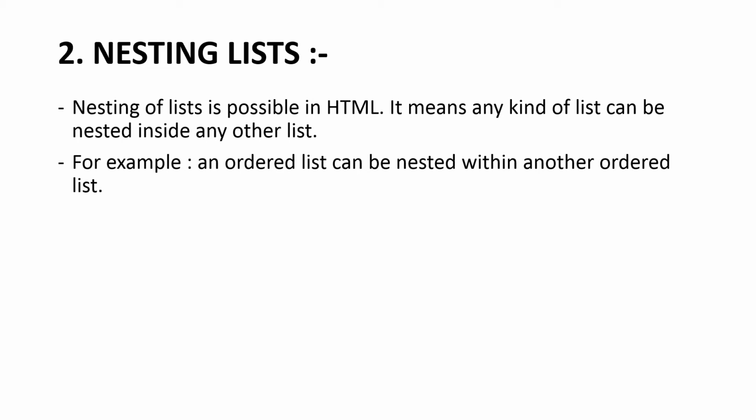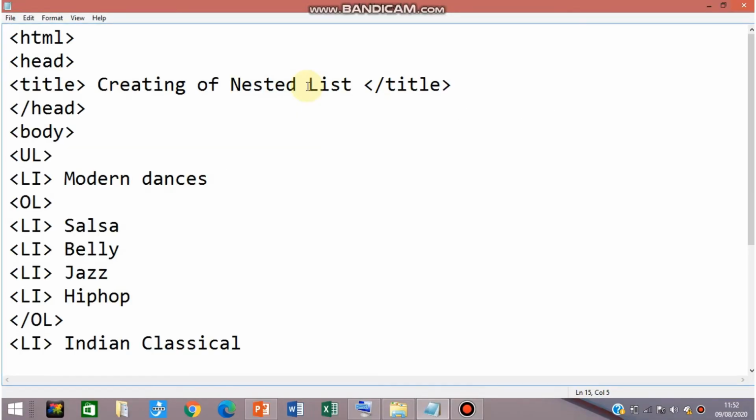Let us see how to create the nesting of list. We are going to see how the nesting of list works. Just look at the HTML code which you are seeing on your screen. Now I have given the title inside head as creating of nested list. As we know, the title is defined inside the head tag, and the main content is defined inside the body tag. So nesting of list means creating a list inside another list.